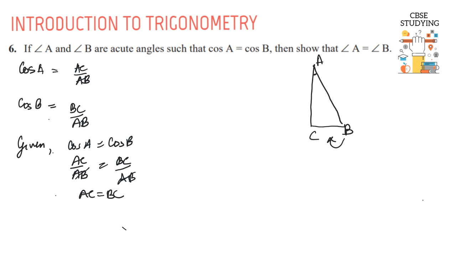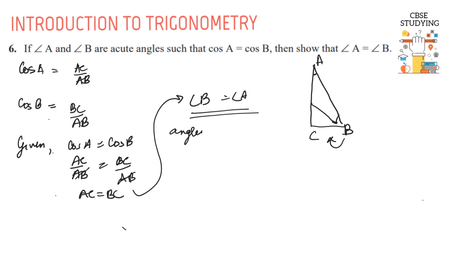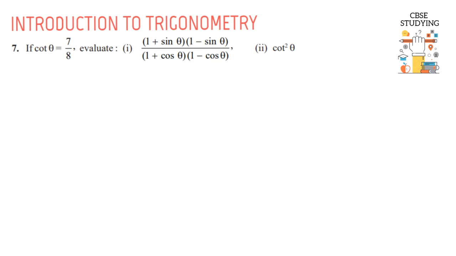If AC is equal to BC, which angle is opposite AC? Angle B. If BC, which angle is opposite to BC? Angle A, which means angle B is equal to angle A. And why is that? We know that angles opposite to equal sides are equal. Yeah? Let's move to the next question.